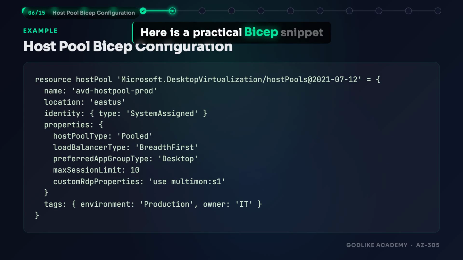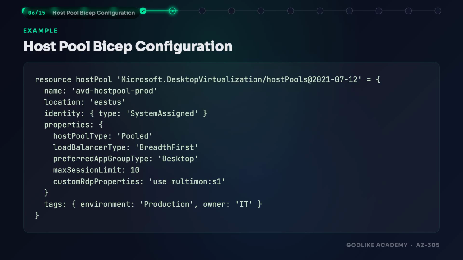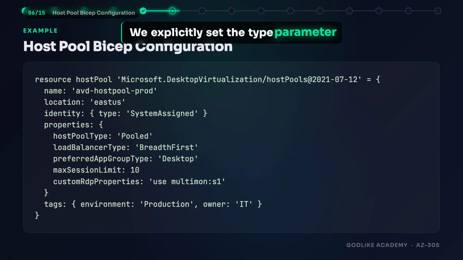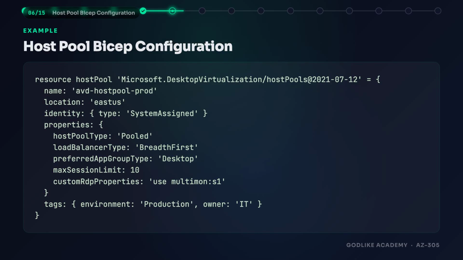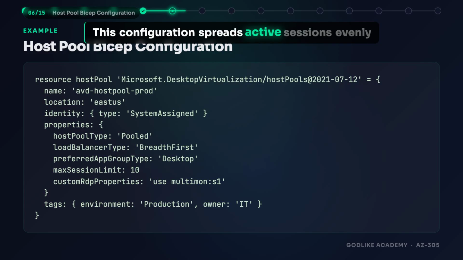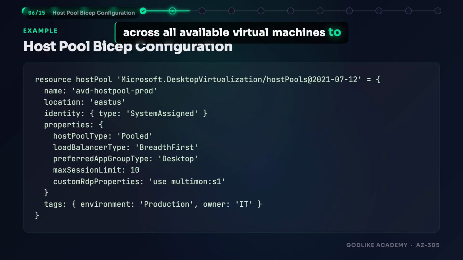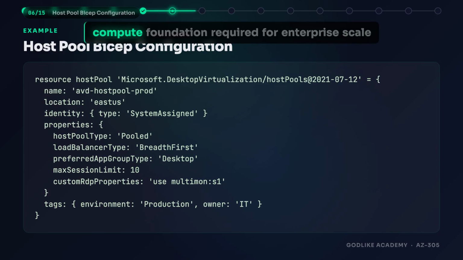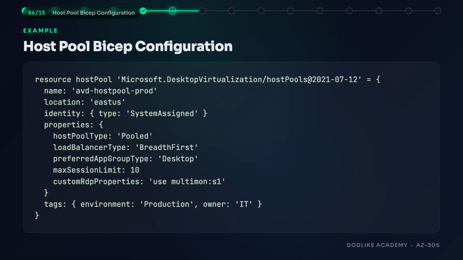Here is a practical Bicep snippet defining a pooled host pool for multi-session workloads. We explicitly set the type parameter to pooled and configure the load balancer as breadth first. This configuration spreads active sessions evenly across all available virtual machines to maximize overall CPU utilization. Applying this template creates the reliable compute foundation required for enterprise-scale deployments without manual intervention.